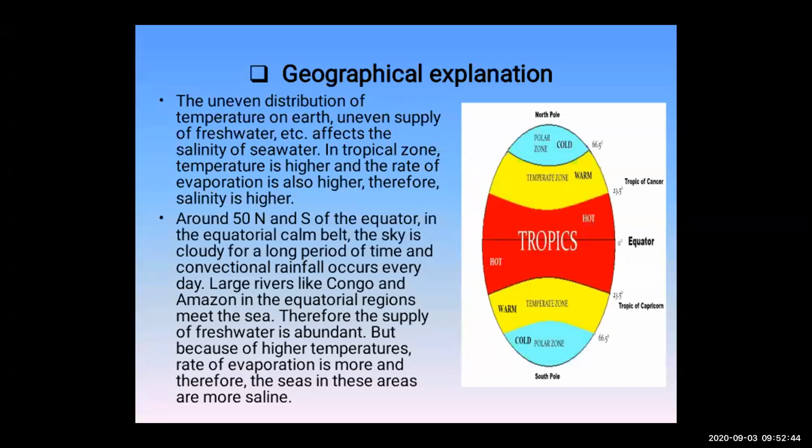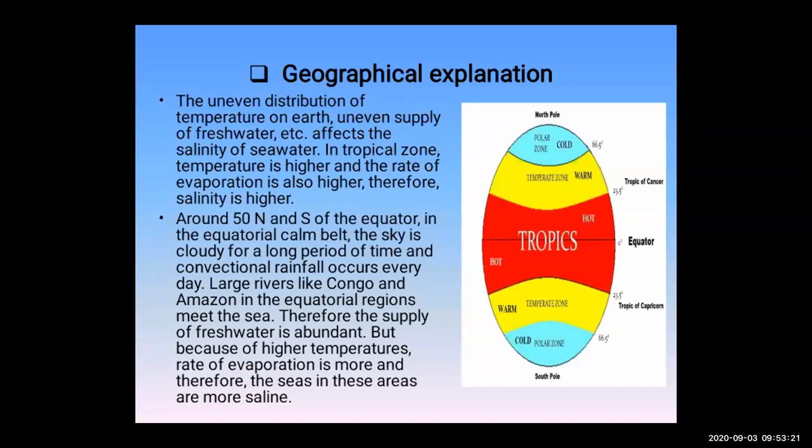You can see on your screen the first line: the uneven distribution of temperature on earth, uneven supply of fresh water, etc. As we all know, the distribution of water and temperature on the earth is unequal. The temperature of the earth is not the same everywhere. Mostly in the equatorial region we get more heat.